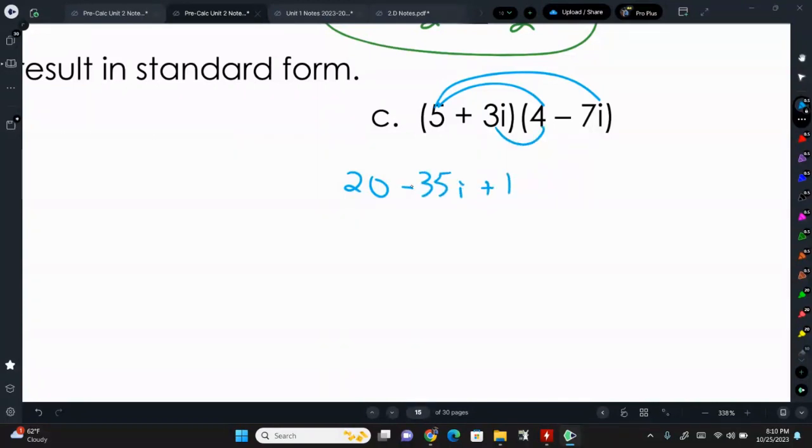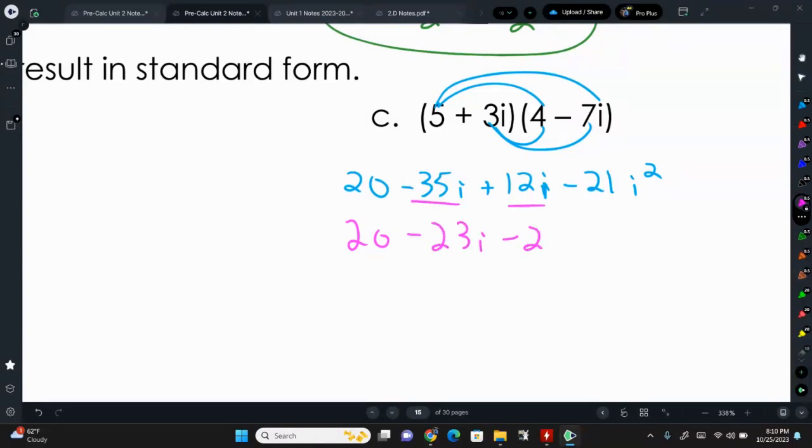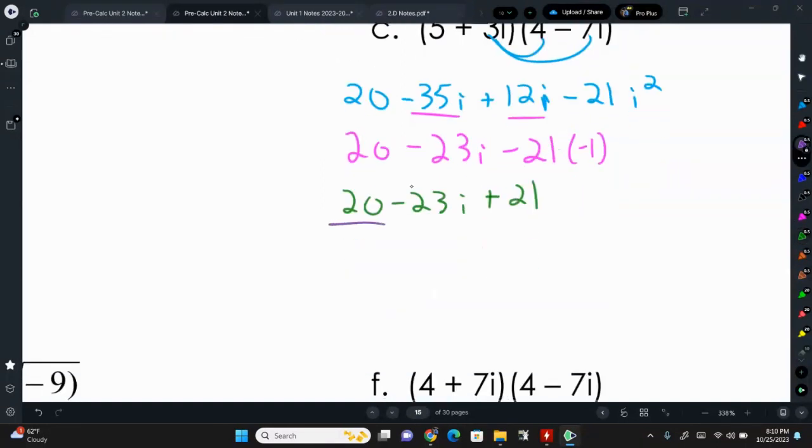3i times 4 is 12i. And then 3 times negative 7i is negative 21i squared. We know i squared is negative 1, so 20 minus 23i by combining these terms, minus 21 times negative 1. So 20 minus 23i plus 21. Then we combine our like terms of 20 plus 21, that's 41 minus 23i.